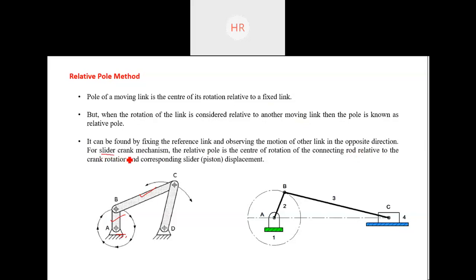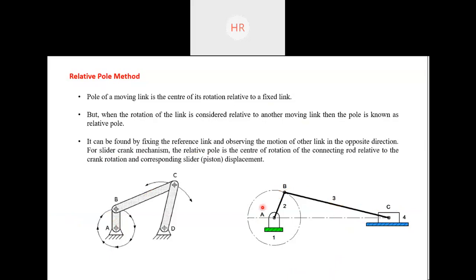For example, in a slider crank mechanism, the relative pole is the center of rotation of the connecting rod. This third link's rotation is with respect to the crank rotation or slider position. This link BC will look like it is rotating about some imaginary center. This center of rotation is called relative pole. So that is the definition of relative pole.